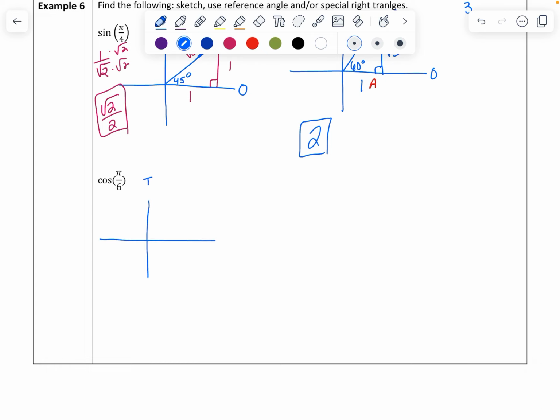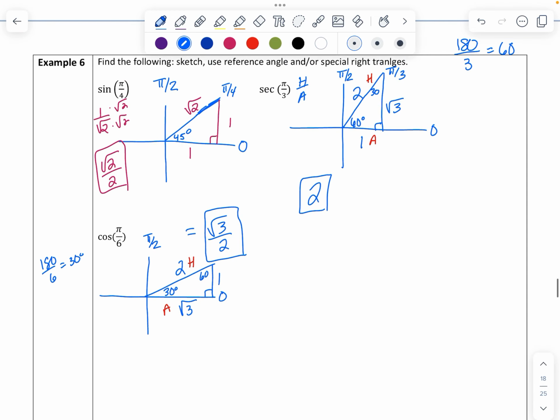Cosine of pi over 6, this is pi over 2, so pi over 6 is in the first quadrant again. 180 split into 6 would be 30 degrees, so pi over 6 is going to be like 30 degrees here, which is going to give you a 30, 60, 90 triangle. Across from the 30 is 1, across from the 60 is square root of 3, the hypotenuse is 2. Cosine is adjacent over hypotenuse, so the cosine of pi over 6 would be square root of 3 over 2.